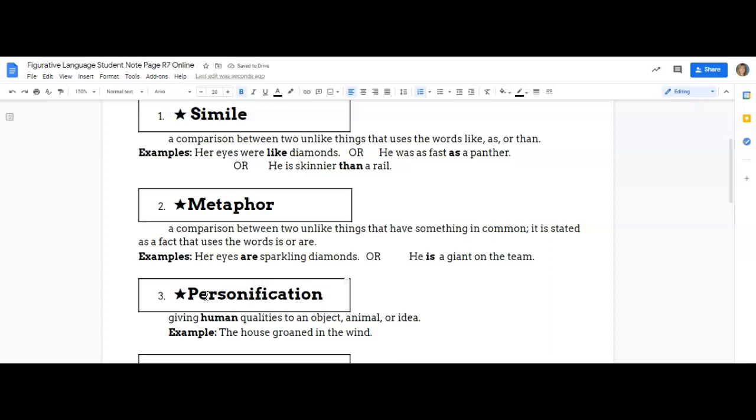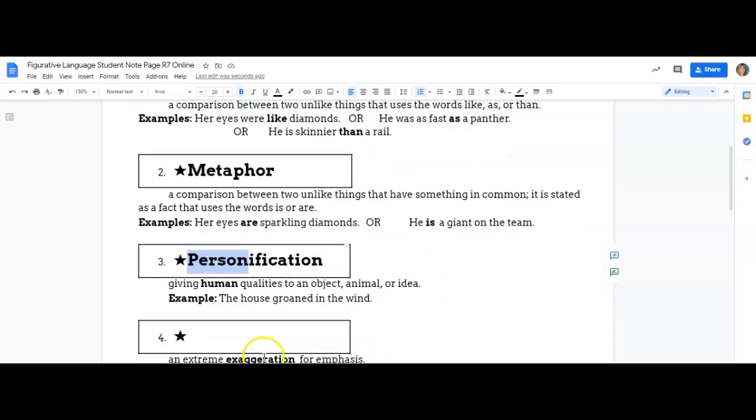And this is when you give human qualities to an object, animal, or an idea. Once somebody pointed this out to me, I didn't have a problem remembering it, but the word person in personification is giving human qualities. So that connection there is what helps me. An example would be the house groaned in the wind. Obviously, a house cannot groan because it is a building. But if you hear the phrase, the house groaned in the wind, you kind of get the impression that it might be squeaking or swaying here or there, making those scary house noises that might be happening when it is stormy outside.